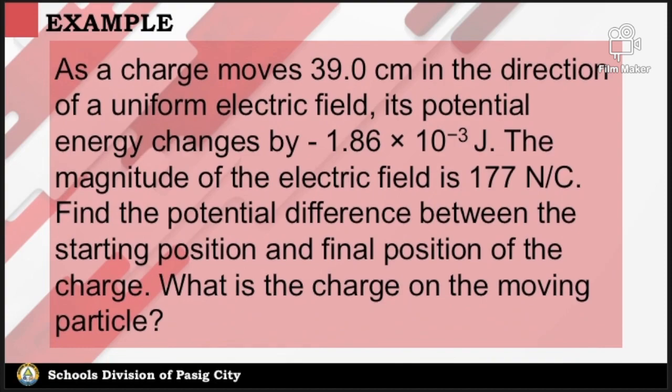Let's apply the concept of electric potential and potential difference in solving this problem. As a charge moves 39.0 cm in the direction of a uniform electric field, its potential energy changes by negative 1.86 times 10 raised to negative 3 joule. The magnitude of the electric field is 177 Newton per coulomb. Find the potential difference between the starting position and final position of the charge. What is the charge on the moving particle?